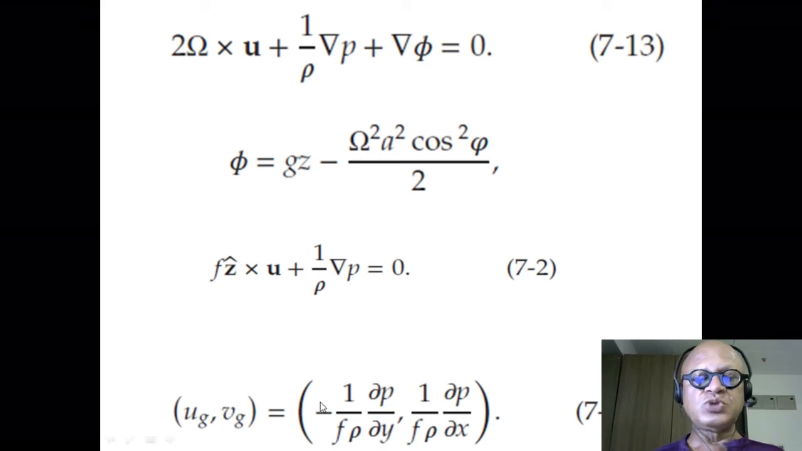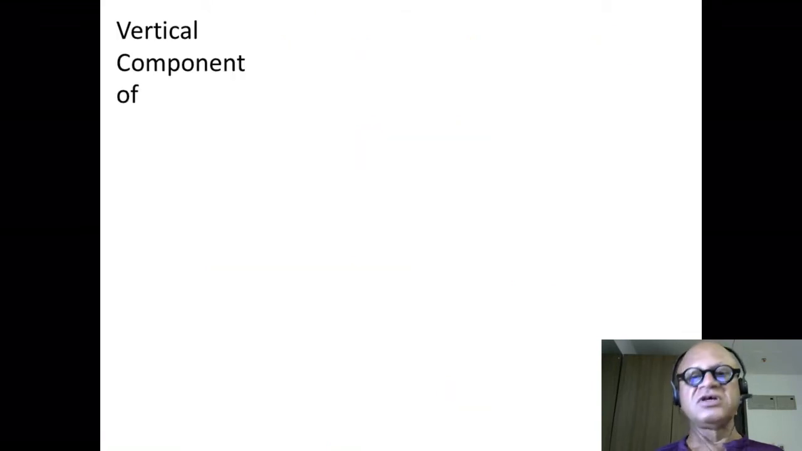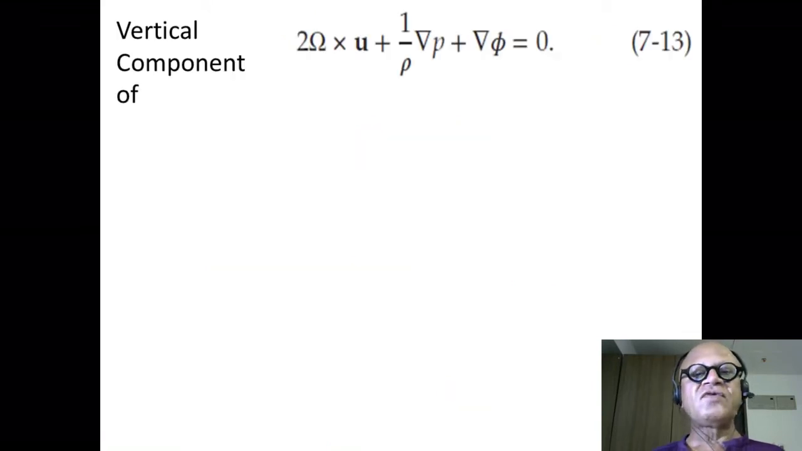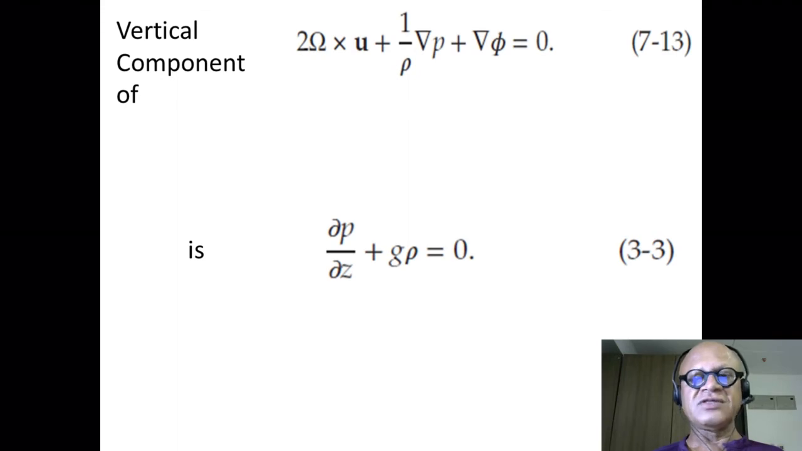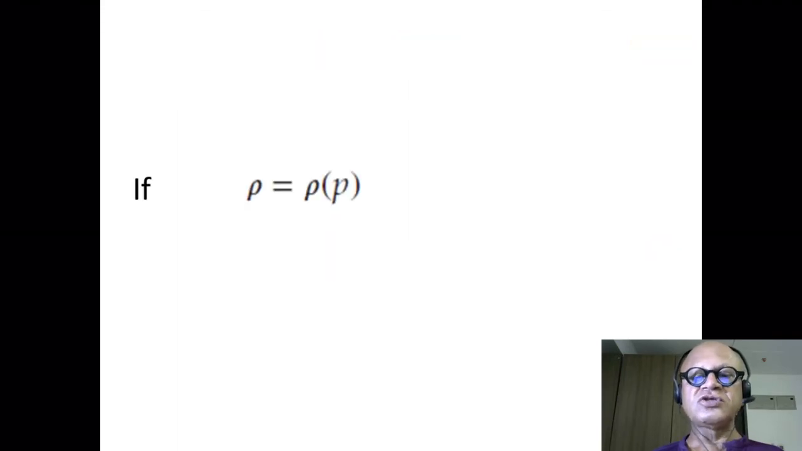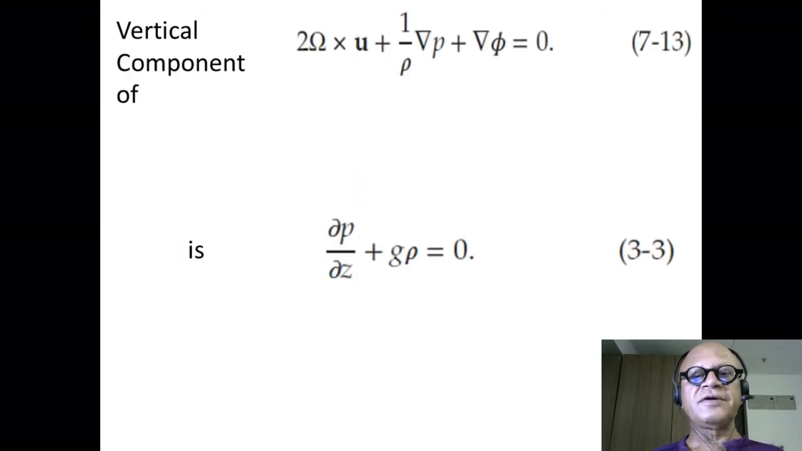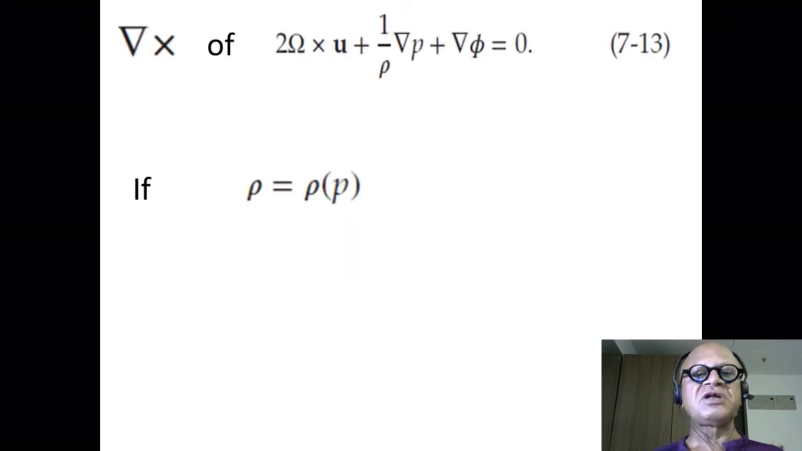So we wrote Ug and Vg in that case as these equations, which we have already seen multiple times. And we can now write the vertical component of this equation as the hydrostatic balance, right? We are still holding on to this because there is no reason to give it up yet. So you take a gradient cross of this equation, and I will show some vector calculus associated with that.